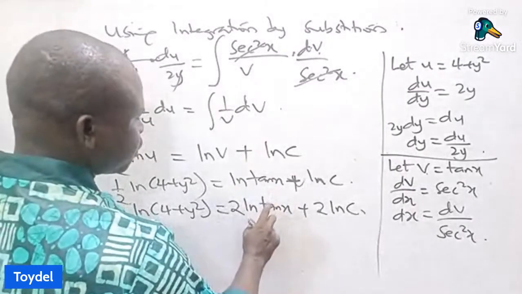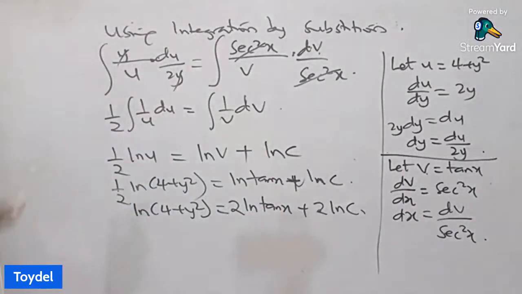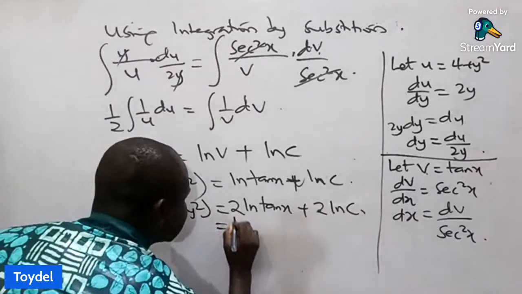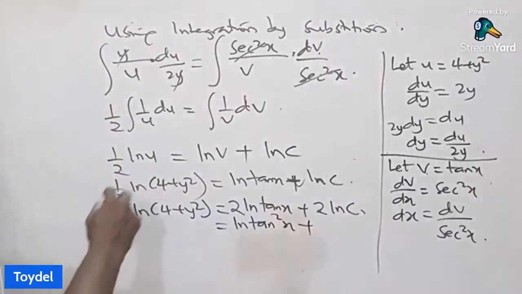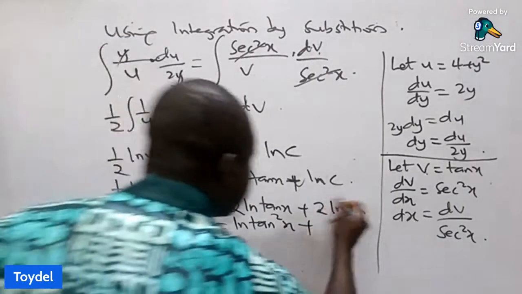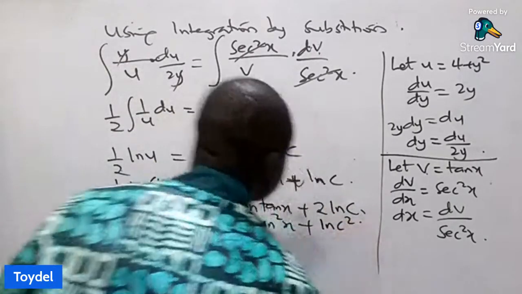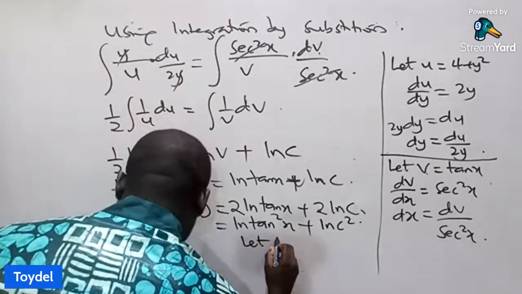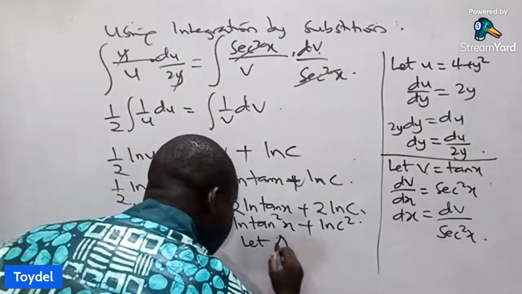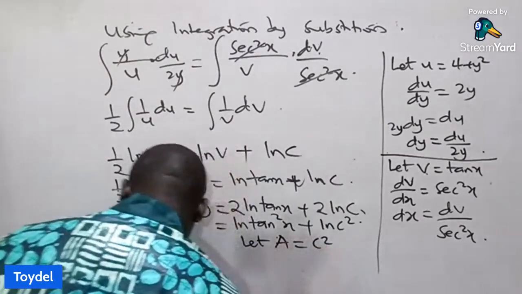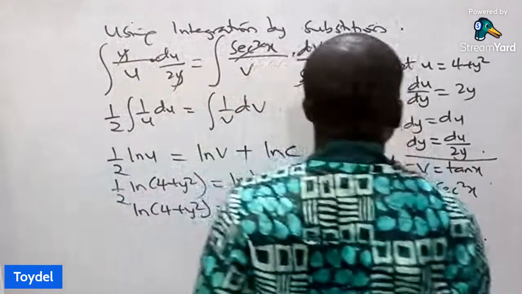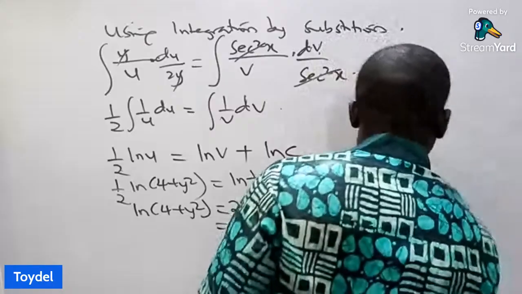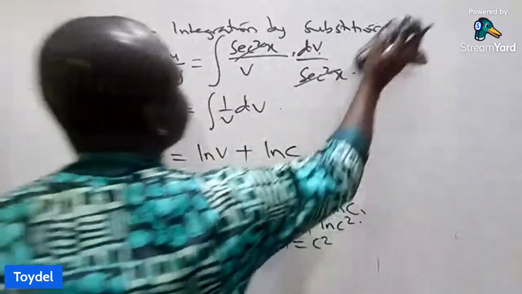So, of course, this ln is natural logarithm. This we can write as ln of tan squared x plus, I might start to change everything there. This can be equal to ln c squared. Then I can say let's maybe a or something represent c squared. Then from there, what do we have?